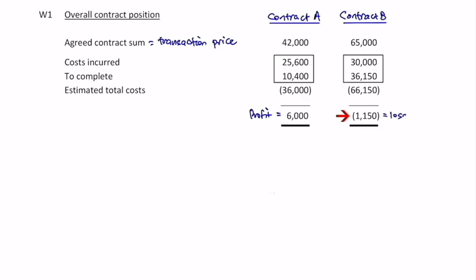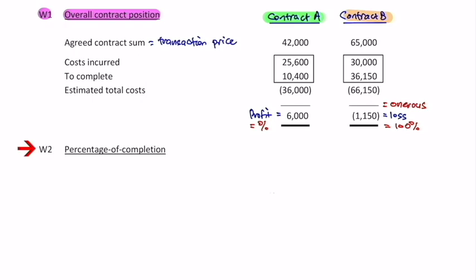This is the expected loss. If it's profitable, we recognize based on percentage. If it's loss-making, it's considered as onerous. We must recognize the loss 100%. That's the first step, A and B. We look at step 2, working 2, determine the progress completed. In other words, the percentage.